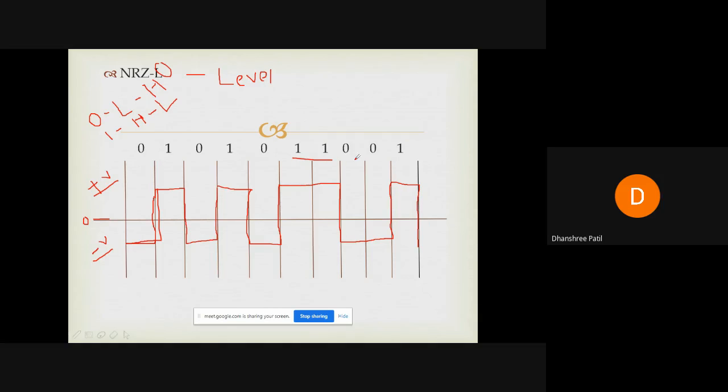So if such cases are there, consecutive ones or 0s, meaning the same data is there, then what we have to do is continue the signal as the previous one. Now for the one, what do I have to represent? High to low. So maybe my signal will start from here, but as the next is also 1, I have to continue the signal as it is. So this is the one thing which you have to keep in mind always.